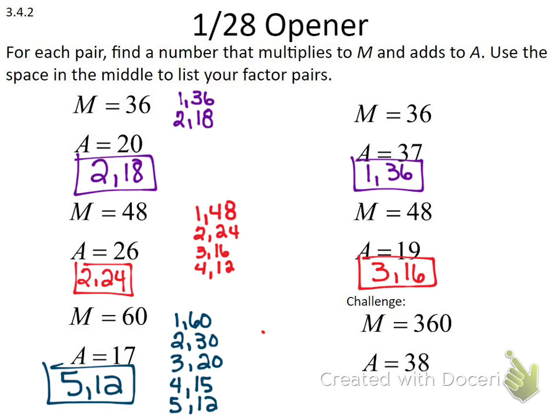Okay, so I'm going to start my factor pairs way up here. So I have 1 and 360. Then what? Always go, what's 2? 2 times what equals 360?